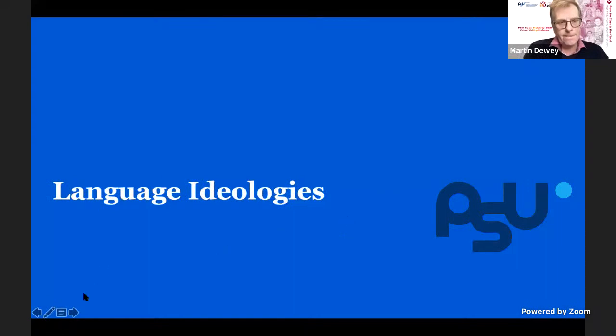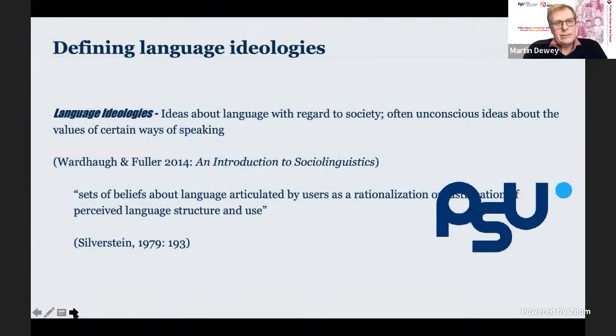We're now going to move on to talk about language ideologies. Essentially, what we mean by language ideologies are ideas about language with regard to society. So it's really looking at the social structures underpinning those language attitudes and beliefs about language that we've already talked about. An important point that Wardhaugh and Fuller make in their book, which is an introduction to sociolinguistics, is that these ideas are usually unconscious. So we have quite strong beliefs, but we don't realize that they are beliefs.